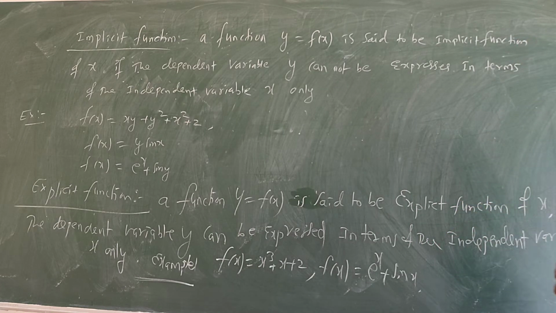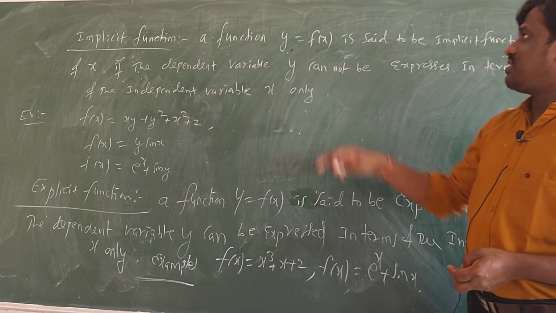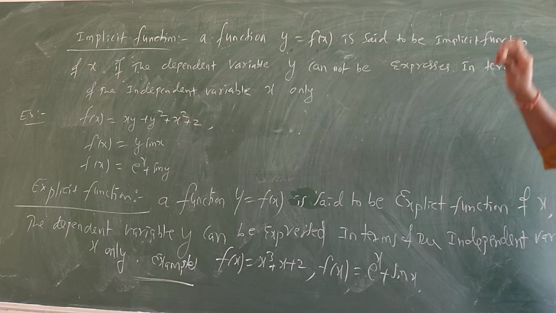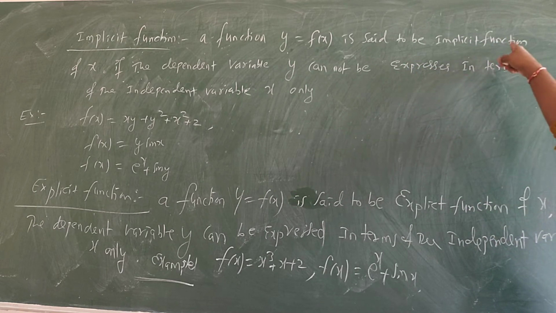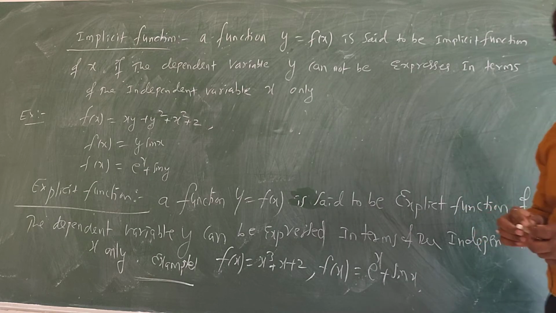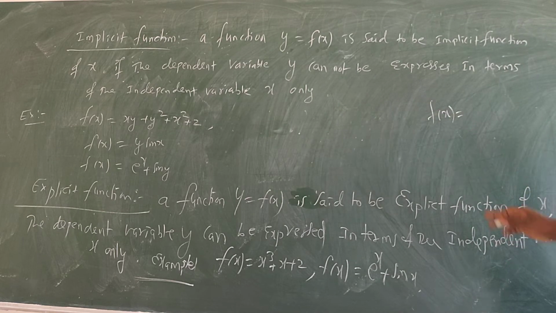See, any function which is expressed as y is equal to f of x is said to be an implicit function of x if the dependent variable y cannot be expressed in terms of the independent variable x only. What is the meaning of this? Suppose I say f of x is one function. This is completely expressed only in x.